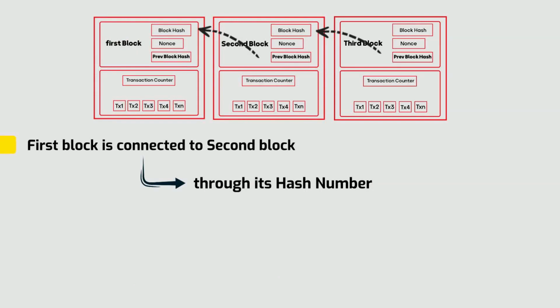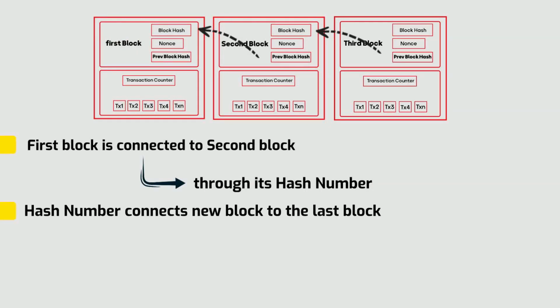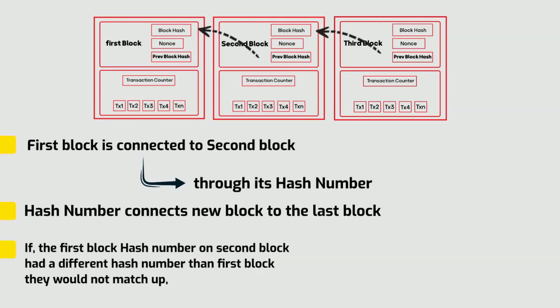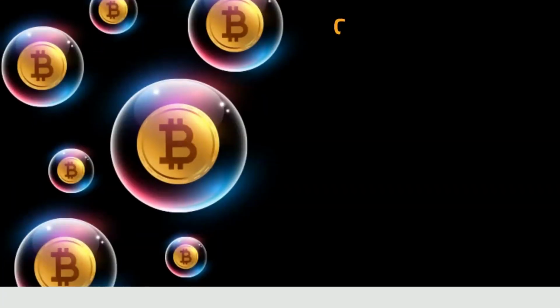The significance lies in the fact that this hash number connects the new block to the last block in the valid blockchain. If, on the other hand, the first block hash number on the second block had a different hash number than the first block, they wouldn't match up, and the second block would not be verified.